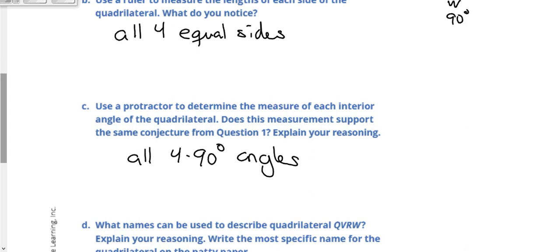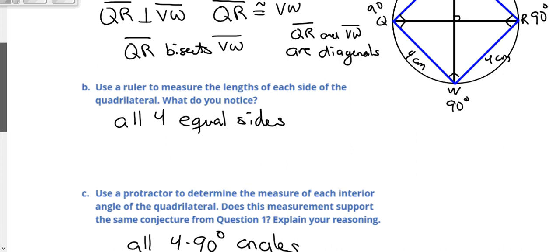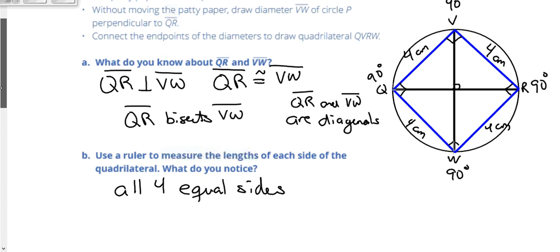All right, so what names can we use for this thing? Well, more commonly we call it, or more specifically, we call it a square. But it could also be a rectangle. It has all the properties of a rectangle. It has 4 90 degrees. That's all you need for a rectangle, is to have 4 90 degrees. For a rhombus, you got to have 4 equal sides. So basically a rhombus and a rectangle together make a square.